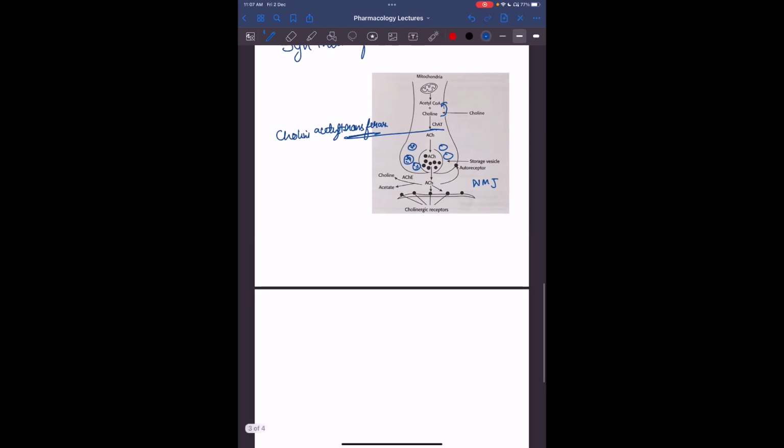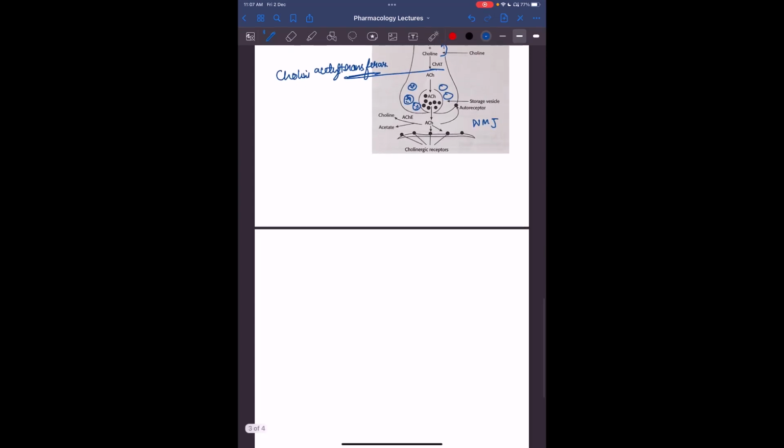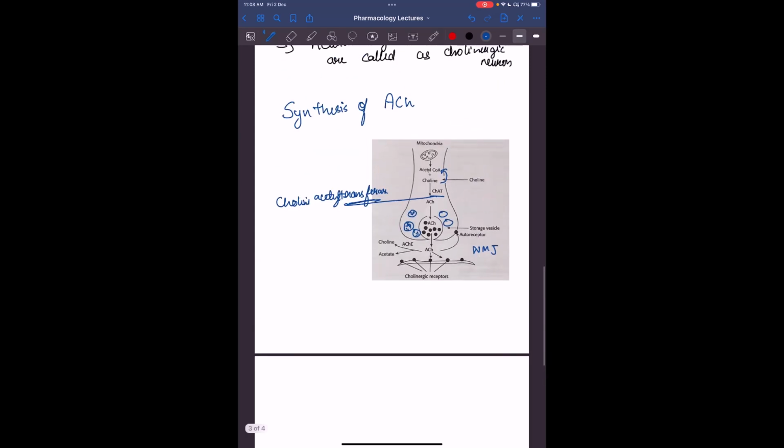So now once this acetylcholine is released over here, we will see what happens. So this is the synthesis of acetylcholine. This pathway is the synthesis of acetylcholine.